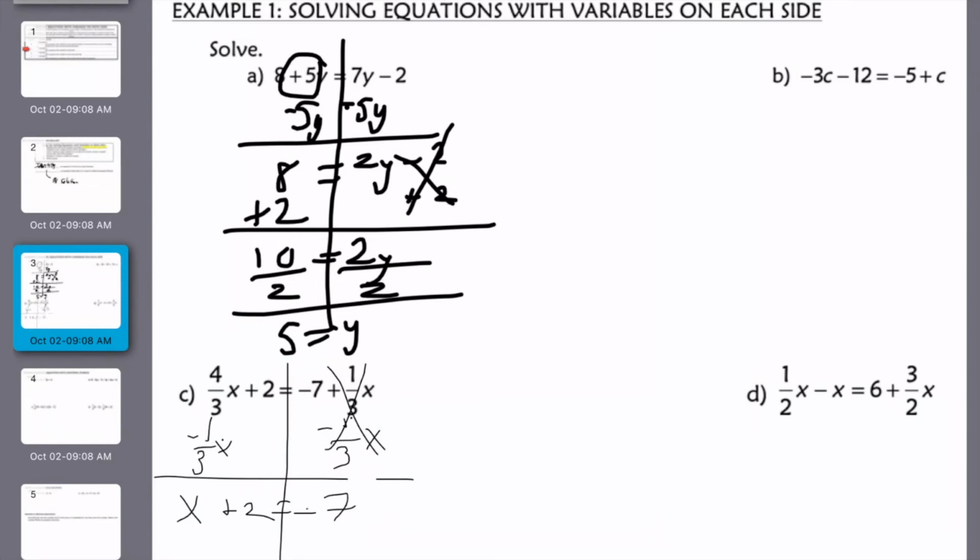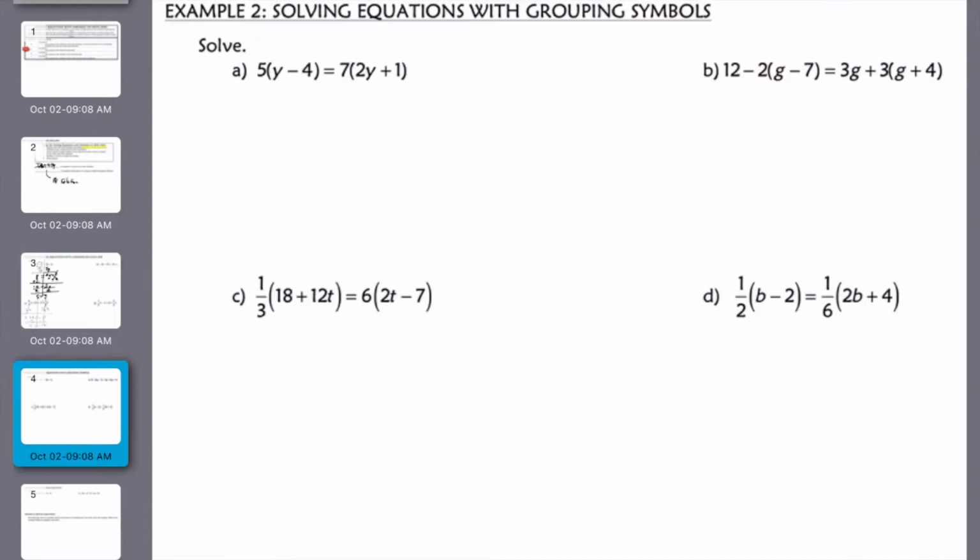Equals negative 7. So if I subtract by 2 on both sides, I get my final answer of x equals negative 9. And that'll be it. Let's try a couple more.